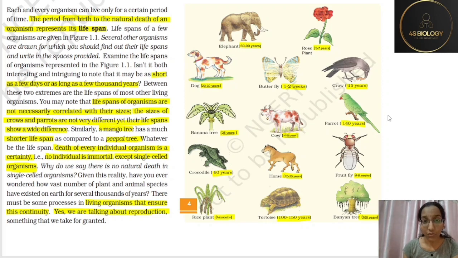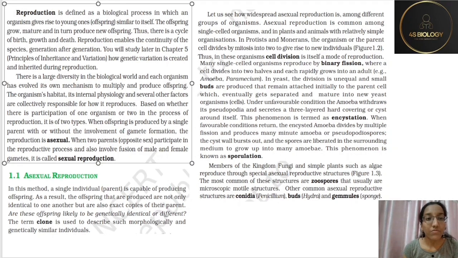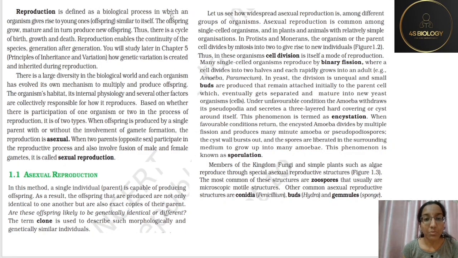So these are the first two pages of NCERT, where you will learn about the lifespan and the ages of different animals. So remember this. Next, moving on to the next one, reproduction. This is important. Reproduction is defined as a biological process in which an organism gives rise to young ones similar to itself. The offspring grow, mature, and in turn produce new offspring.